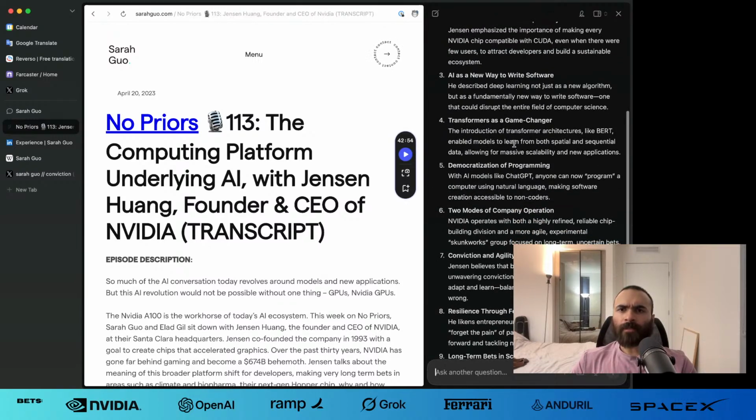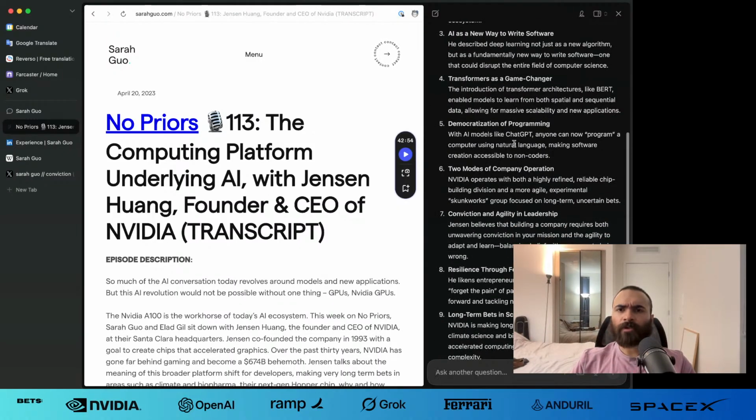AI as a new way to write software. He described deep learning not just as a new algorithm, but as a fundamentally new way to write software, one that could disrupt the entire field of computer science.